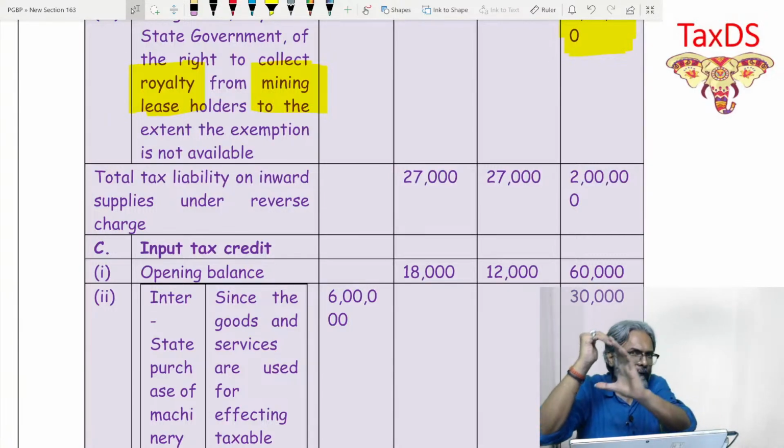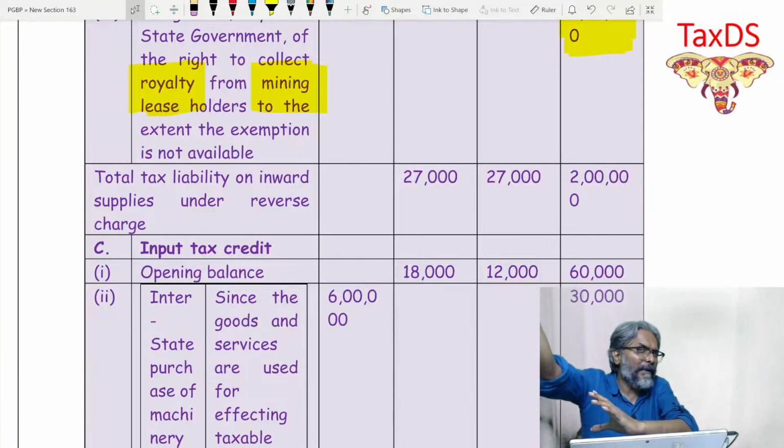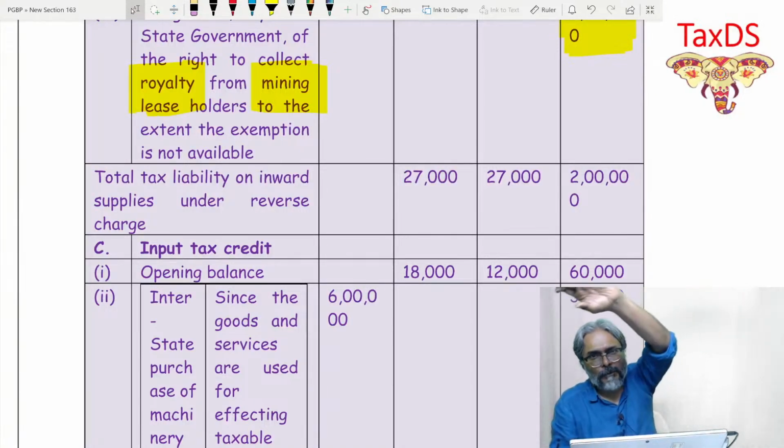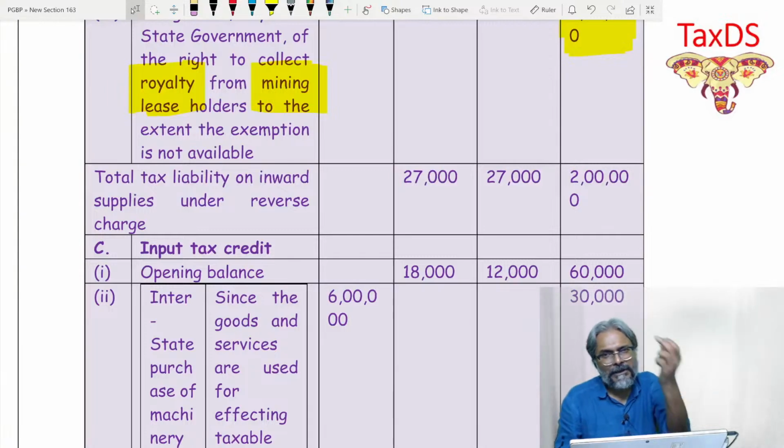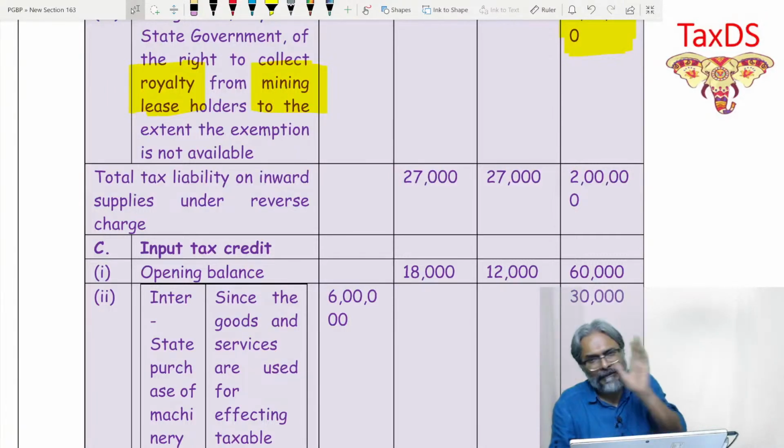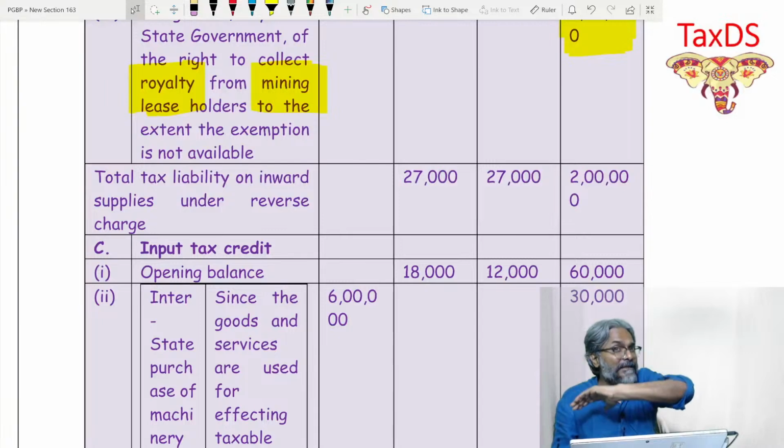Now, I told you how you have to calculate a net GST liability paid in cash. First, the output liability. And against the output liability, you will reduce the ITC available. That you will reduce. And then you will get the net GST liability that is payable in cash.